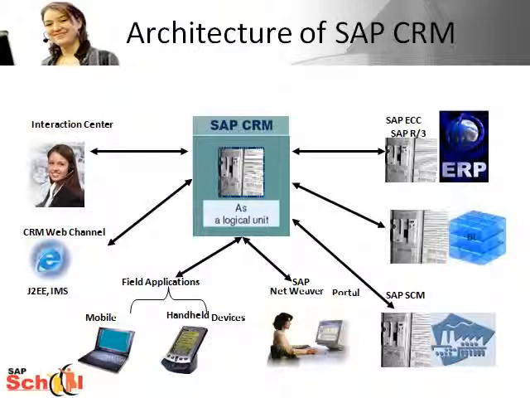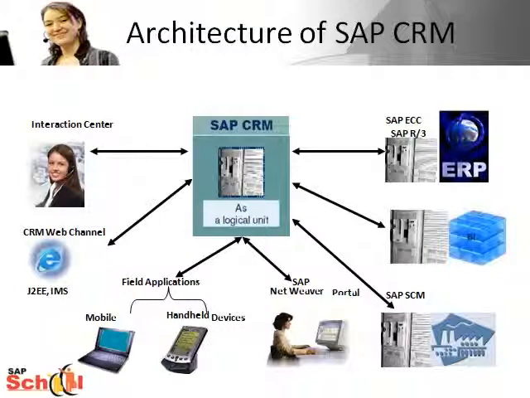To start with, let us look at the architecture of SAP CRM. Where does CRM fit into the larger SAP landscape as well as the larger IT landscape within a client? The SAP CRM system is a key part of the business suite and contains a central CRM server that can be used to access the system via multiple channels. The CRM server can also be connected to the other systems.